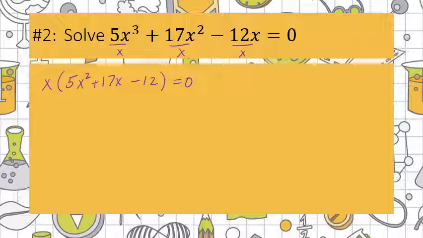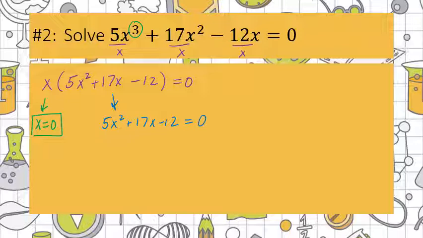So I now have one of my solutions, because I can now take each part of this polynomial and set it equal to 0. So I have x equals 0. That's automatically one of my 3 solutions. And by the way, I know I should have 3 solutions because of my highest exponent here. But now I also have to take this part, 5x squared plus 17x minus 12, and set that equal to 0, and that's going to give me my remaining 2 solutions. I know that because the highest exponent is x squared.